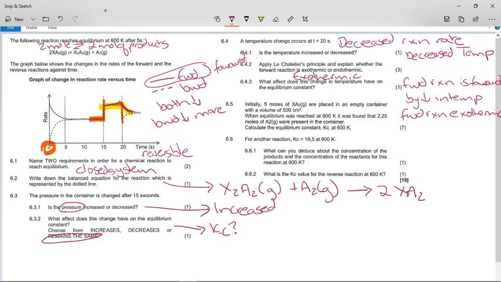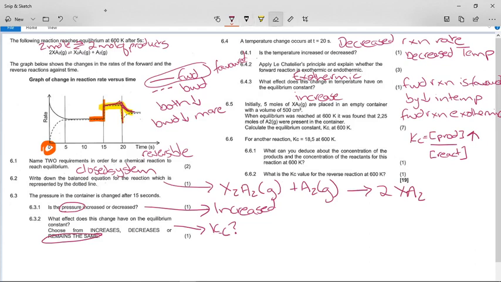Now it says to you, what effect does this change in temperature have on the equilibrium constant? Well, remember the equilibrium constant is going to be products concentration over reactants concentration. And what have we just discovered? The forward reaction is favored, so the products are going to increase. So Kc has to increase. And remember, this is a change in temperature. Temperature is the only thing that can change Kc.